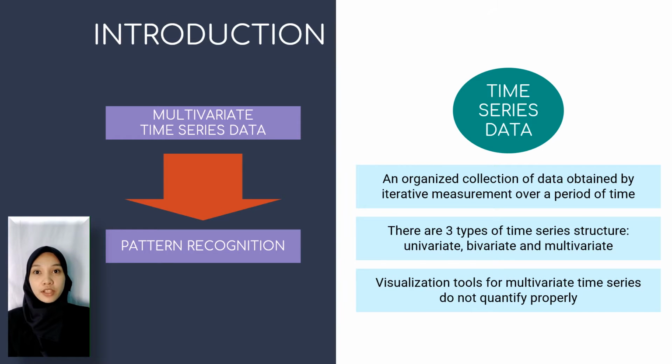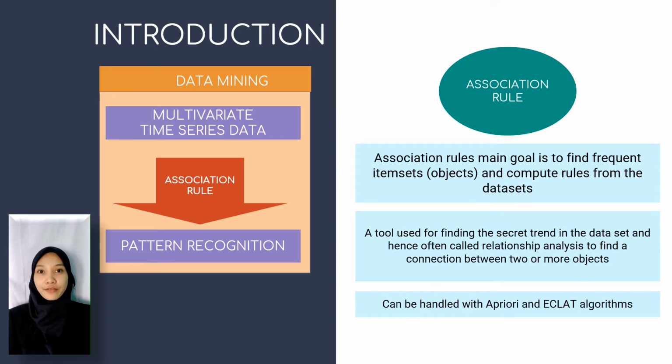To generate the pattern recognition, frequent item sets must be generated first. One of the techniques to generate frequent item sets is association rule, as its goal is to find frequent item sets and compute rules from the dataset. Association rule is a tool for finding the secret sign in the dataset, and hence is called relationship analysis, to find the connection between two or more objects. There are some algorithms that can be used in association rules, but this project uses the Apriori and Eclat algorithms.